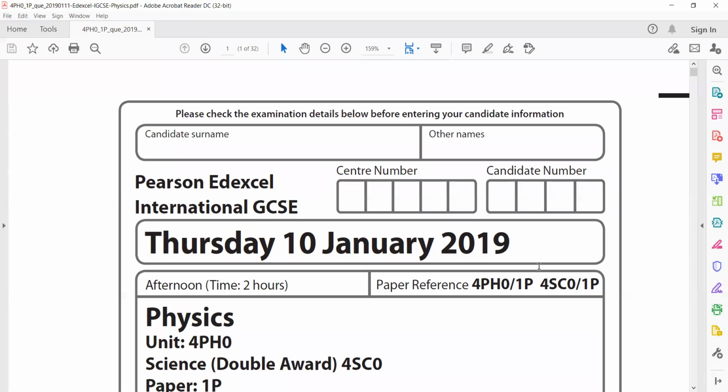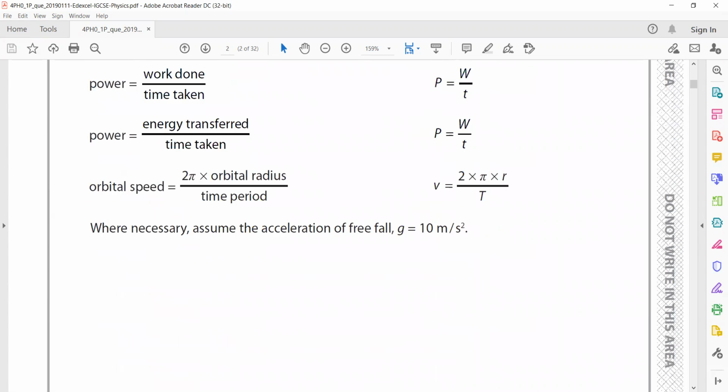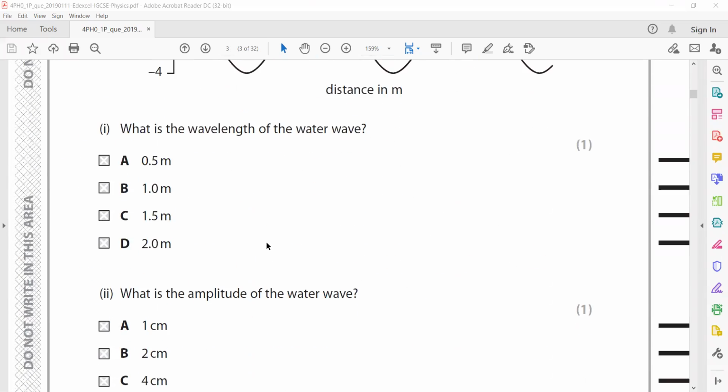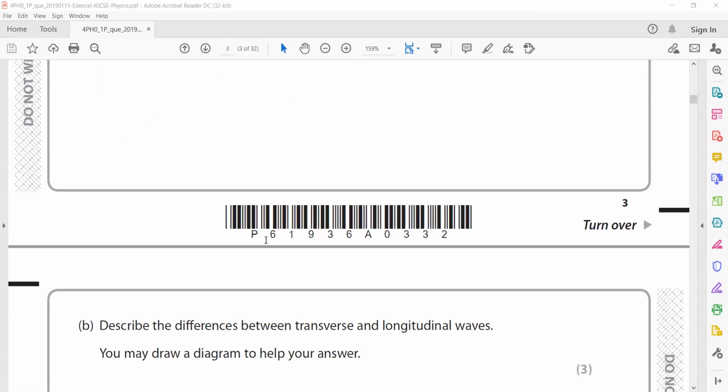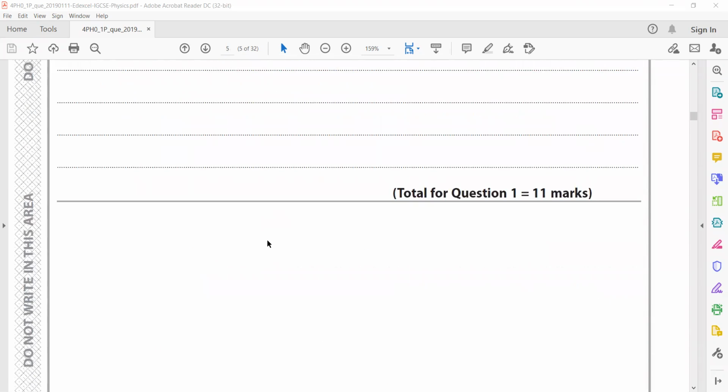Good evening, everyone. This is IGCSE Physics, January 2019, Paper 1P. In this session, I'll discuss questions 3 and 4, as 1 and 2 I already discussed in the last session.